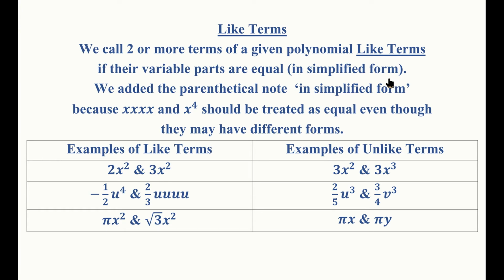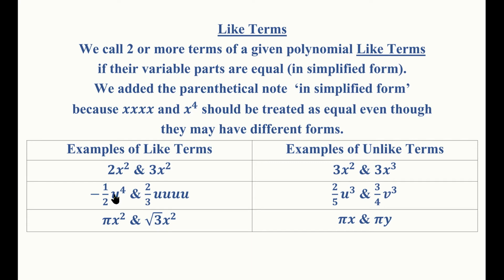Here we say in simplified form. The reason for that will become obvious in a minute. So notice that here, of course, remember the coefficient is 2 for this term, 3 for this term. The degree on both of them is 2. Remember, in order to be able to combine like terms in the very near future, we need the variable parts to be the same. And here they are exactly the same. And that's why these two terms would be considered to be like terms.